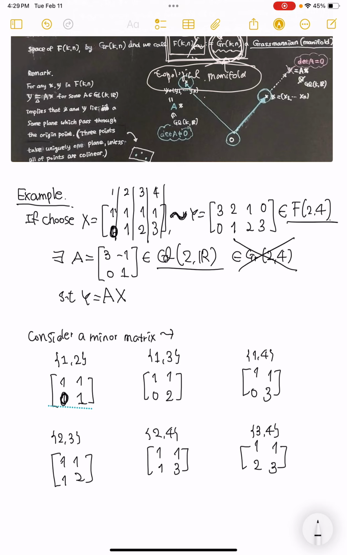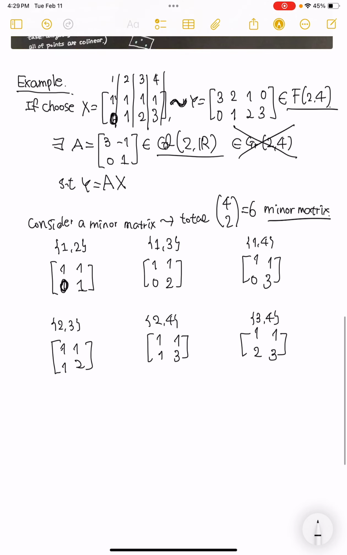In this way we can take a total of 6 minor matrices. Next, compute the determinant of each matrix. If we compute the determinants and enumerate these 6 coordinates, the first determinant is 1.